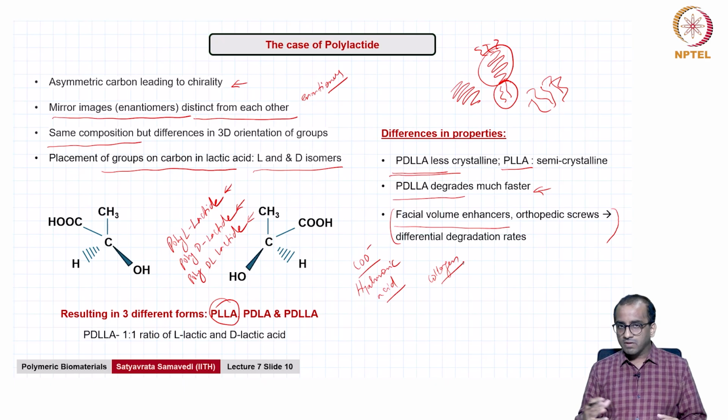So, this should give you a sense of how something you might think is trivial, just a difference in the placement of the side group on an asymmetric carbon, results in such a large difference in properties such as crystallinity and degradation.